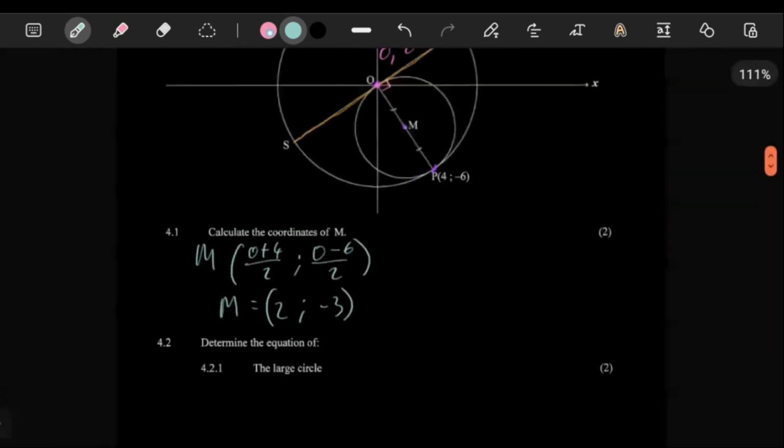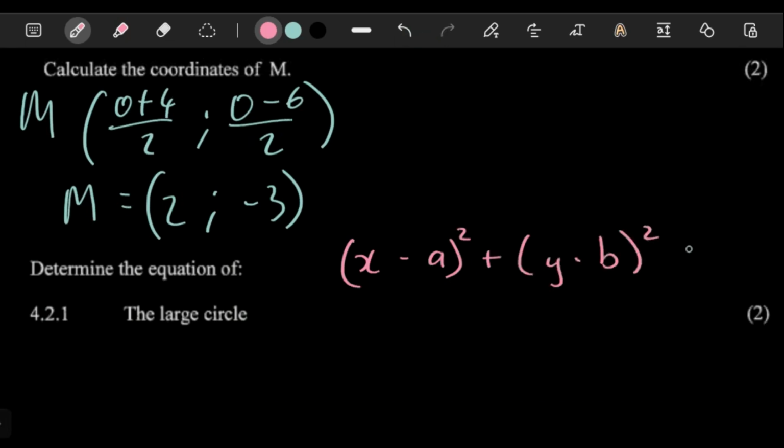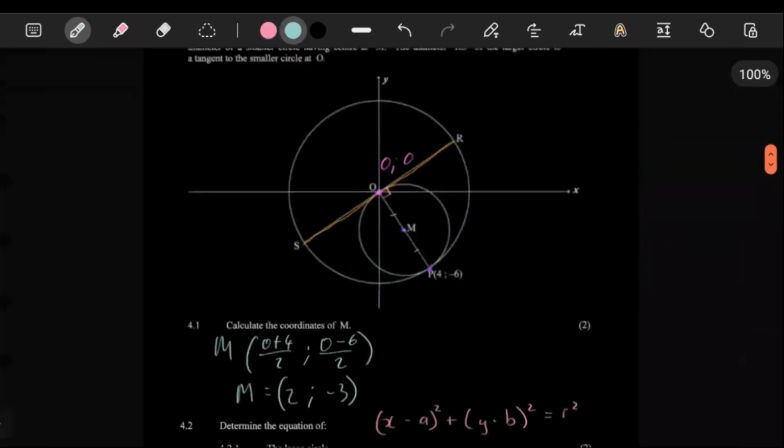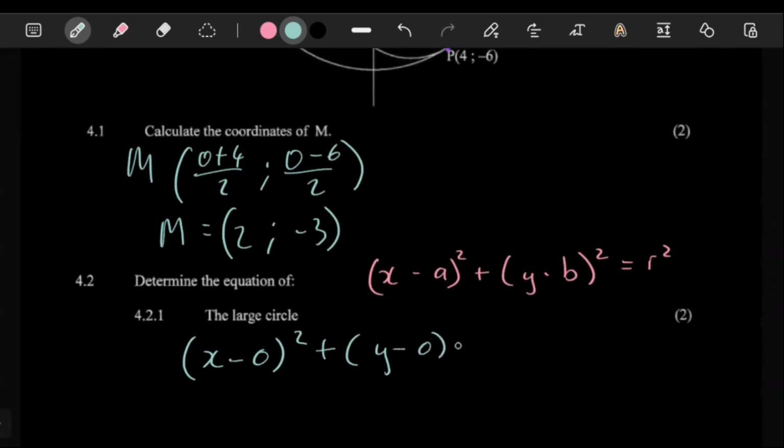Free marks, you get your marks and you keep running. Don't waste time. Determine the equation of the large circle. Well, the equation of the large circle is an equation at the origin, so even if you did it like this, it's fine because you're still just going to put the center in this format. The x value of the center is 0, so you put a 0 there. And the y value of the center is also 0, so you put a 0 there.